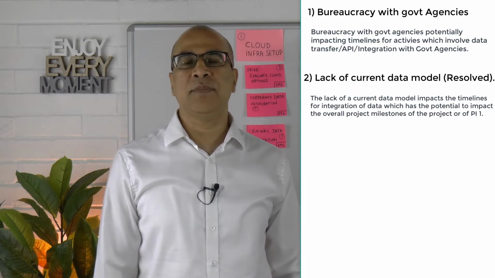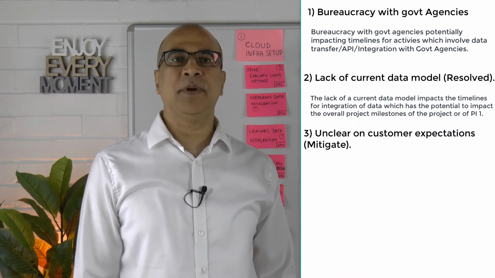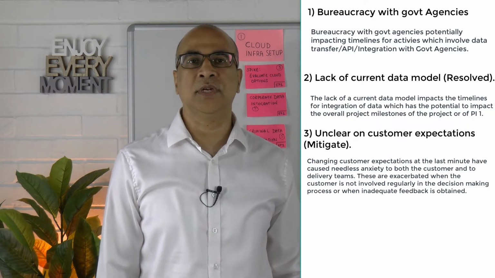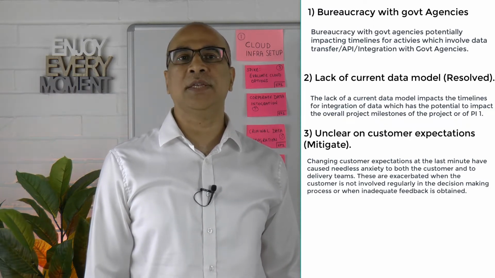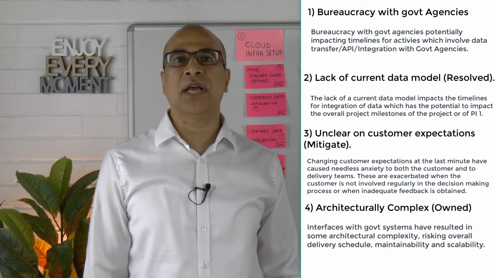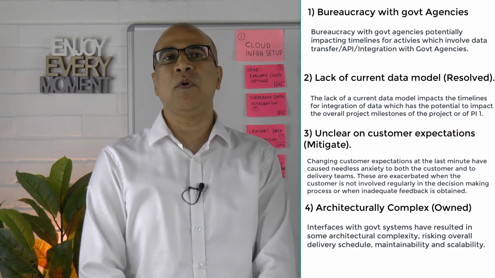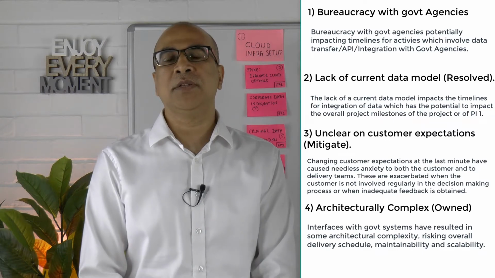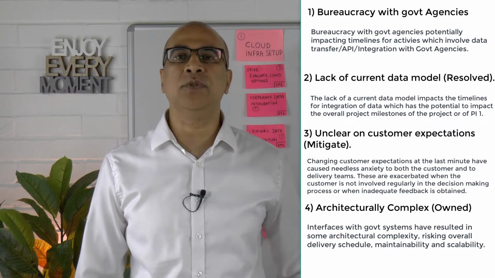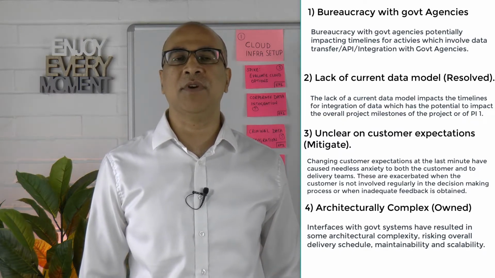And again, risk number 3, unclear customer expectations. Again, a little bit of background on that is always very useful as well. And then finally, you've got the architecture is complex. So when we look at each of these, we're going to have a look at the first one, bureaucracy with the government agency. What we do is we ROAM these. Now the ROAMing can occur at the team level and also at the program level as well. So let's see how we would ROAM each of these risks at the team level, and then we will apply the same principle at the program level as well.